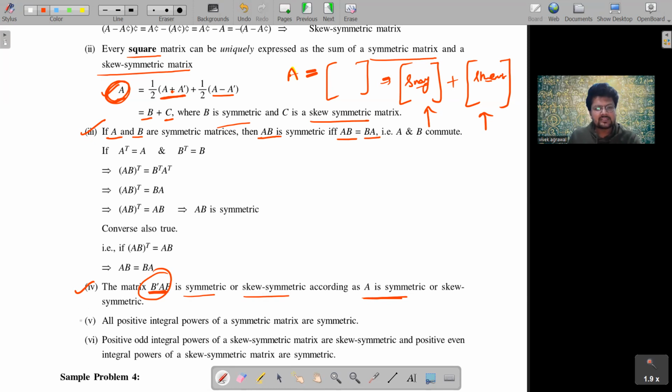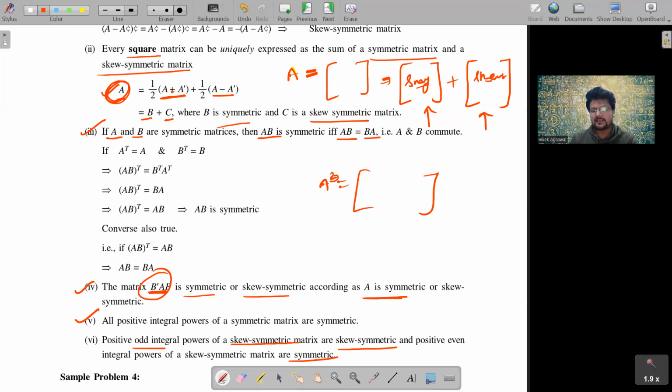Next property: all positive integral powers of a symmetric matrix are symmetric. Means if A is a symmetric matrix, then if we do A square, A cube or A to the power 4, it will always give you a symmetric matrix only. But for a skew symmetric matrix, if you take odd powers, you will get a skew symmetric matrix, and if you take even powers, you will get a symmetric matrix.